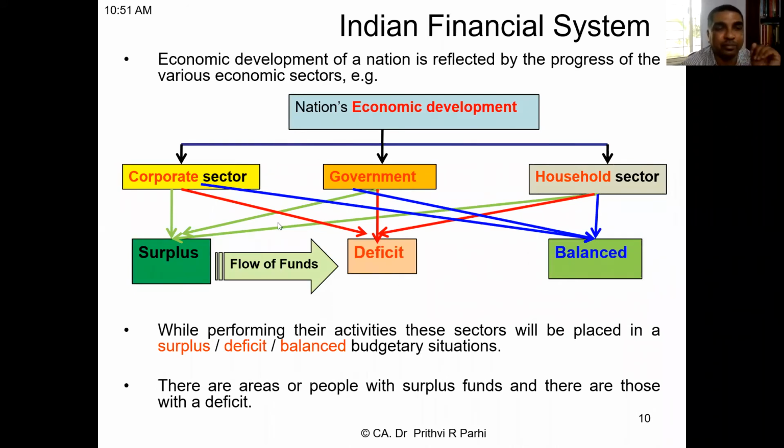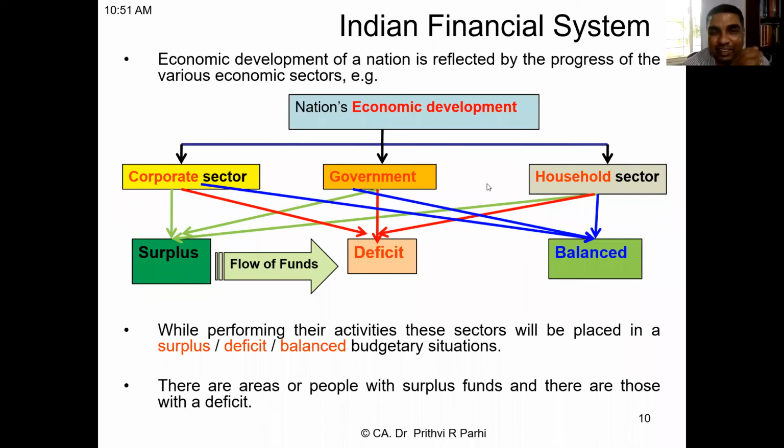Now, what I told you, all these three sectors play their different roles. There might be surplus, there might be deficit, there might be balanced. And while performing their functions, money flows from one sector to another sector. Meaning sometimes, let us say the household sector has more money, it gives some money to the government. Or how our financial system ensures that money from surplus sectors should move to the deficit sectors.